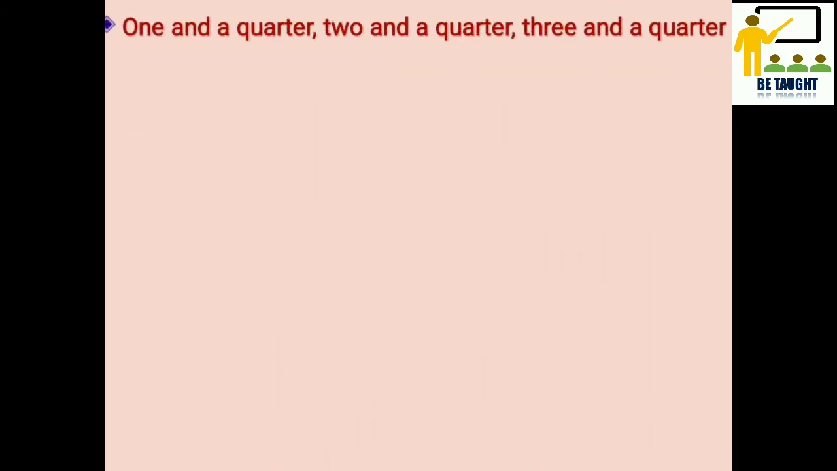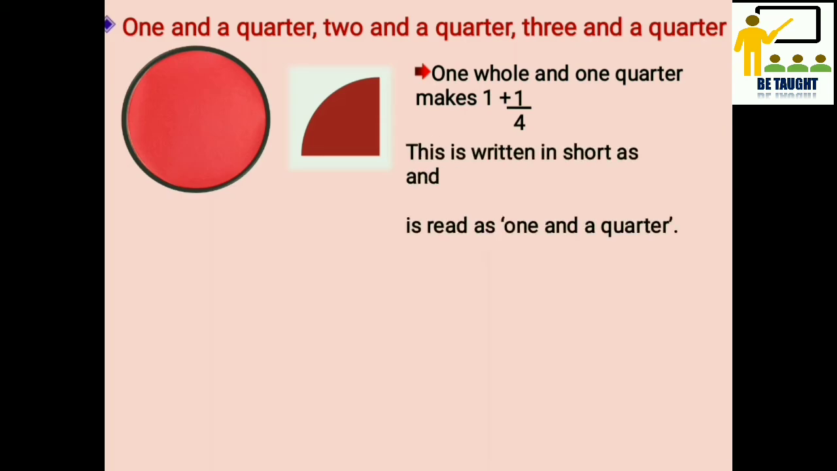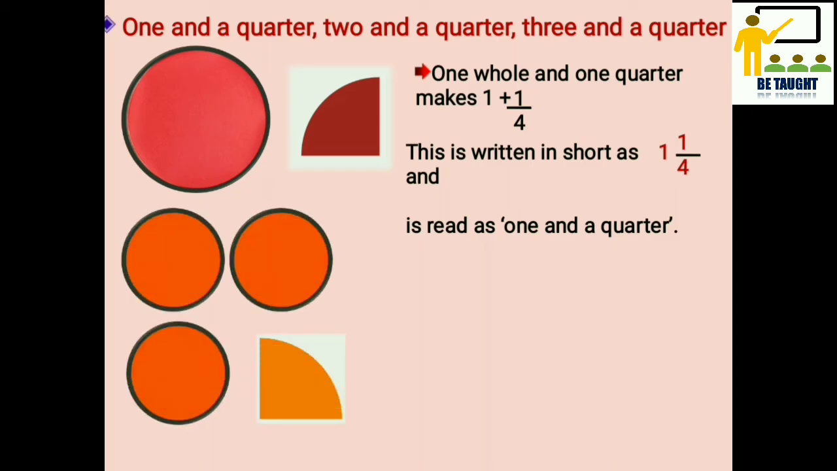Now we shall learn about 1 and a quarter, 2 and a quarter, 3 and a quarter. 1 whole and 1/4 makes 1 plus 1 upon 4. This is written in short as 1 1/4 and is read as 1 and a quarter.